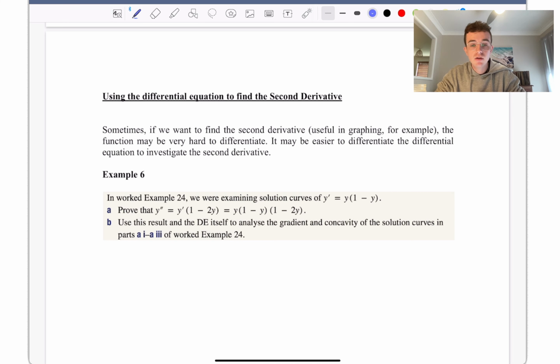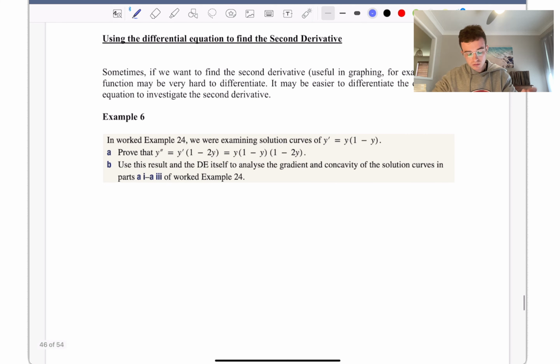Okay, the next thing we're going to have a look at is using differential equations to find the second derivative. So sometimes if we want to find the second derivative, it can be tricky to differentiate because the function itself might be quite hard to differentiate. So it may be easier to differentiate the differential equation to investigate the second derivative. So in example 24, we were examining the solution curves to y dash equals y(1 minus y). And we're going to prove that y dash dash is equal to y(1 minus y)(1 minus 2y).